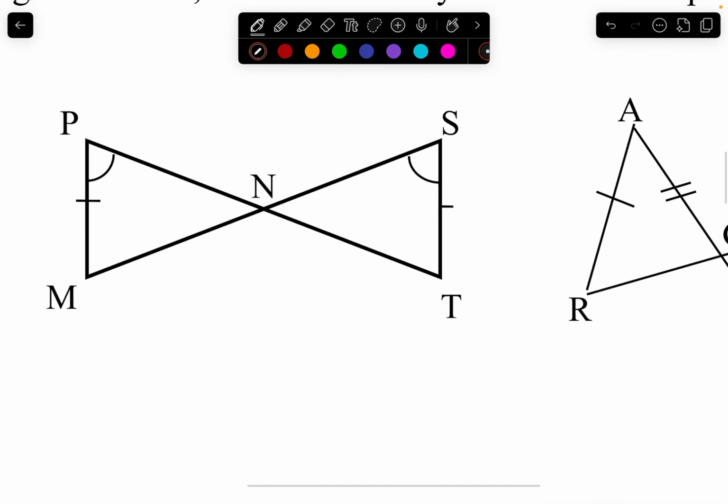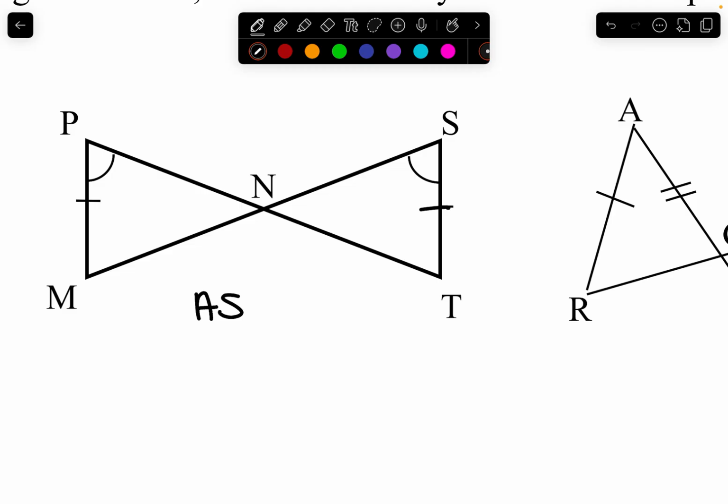Looking at triangle 2, right now I have an angle and a side that are marked congruent. That is not enough information for me to prove congruency. I need one more piece of information. I can either grab a side if I know some information, or I can grab an angle. It just kind of depends on what information I'm looking for.